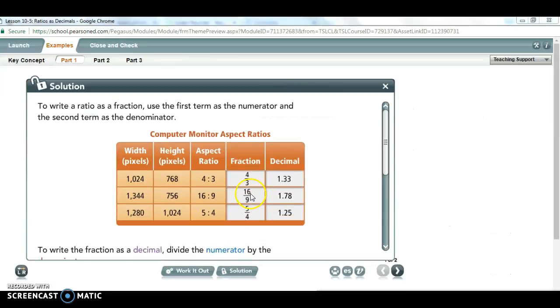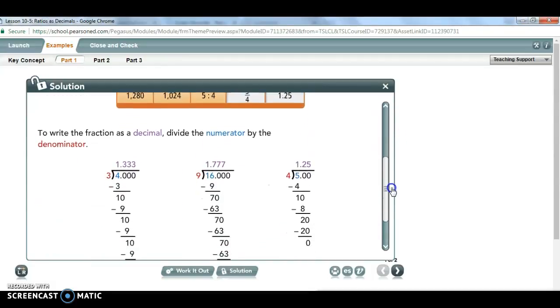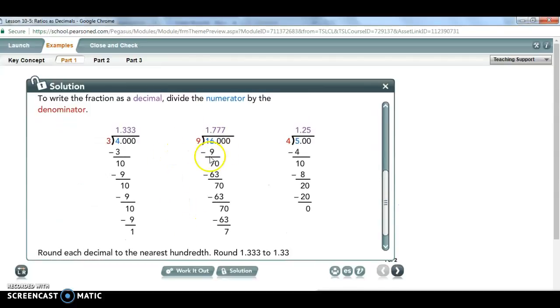When you write out 16 to 9 as a decimal, you get 1.78. That's a rounded number. When I scroll down, here is the division problem. They did 16 divided by 9. They had a bunch of 7s, and so what they did was they rounded to the nearest hundredth.